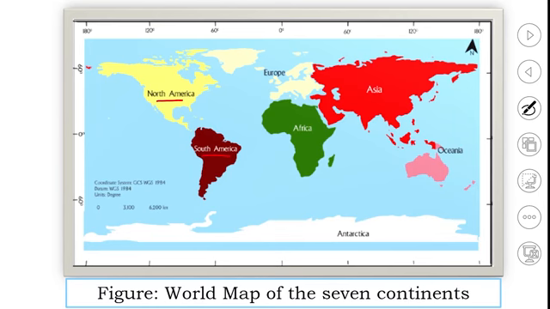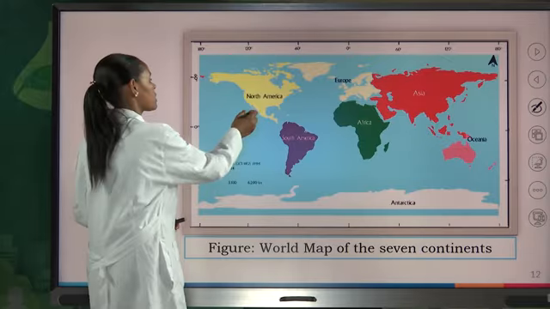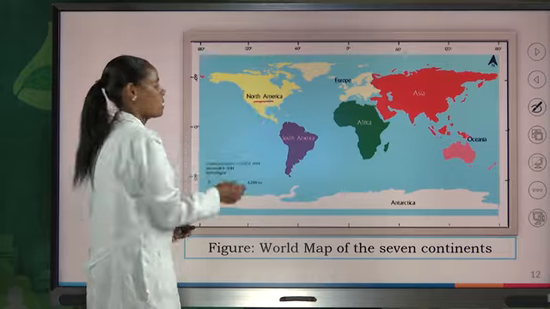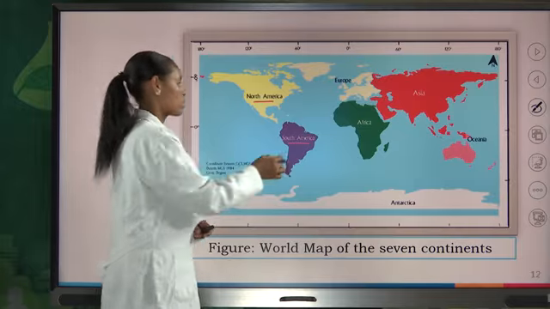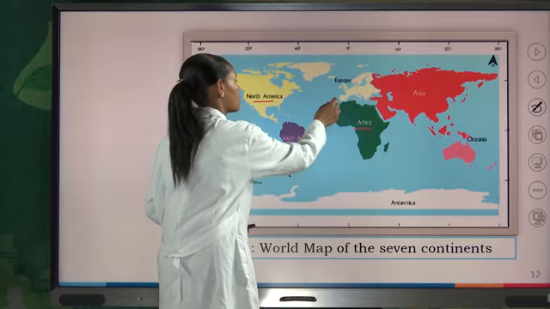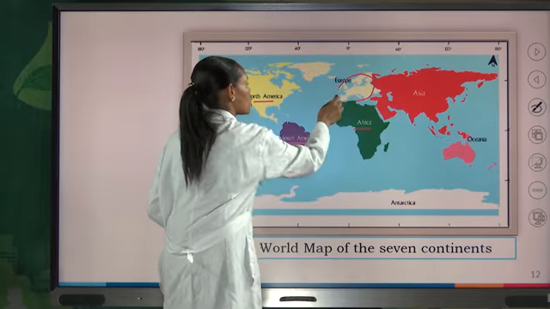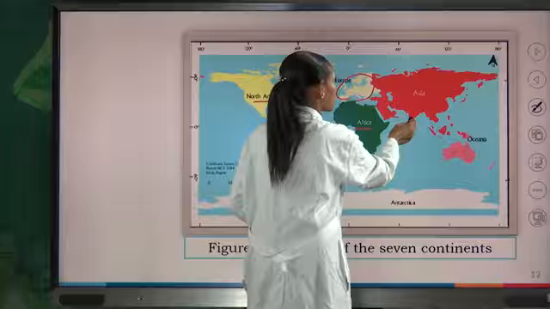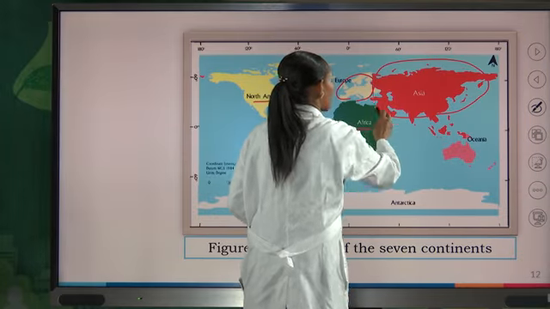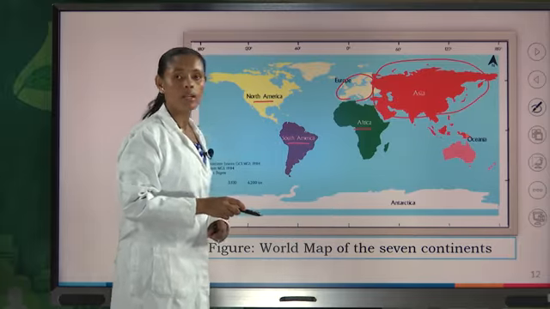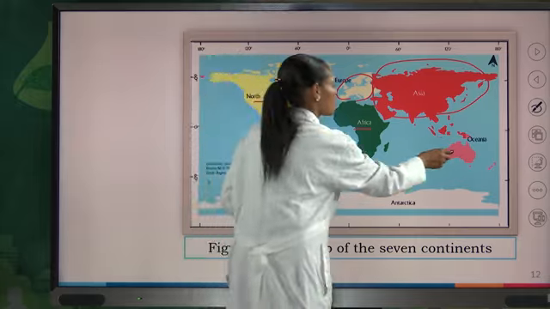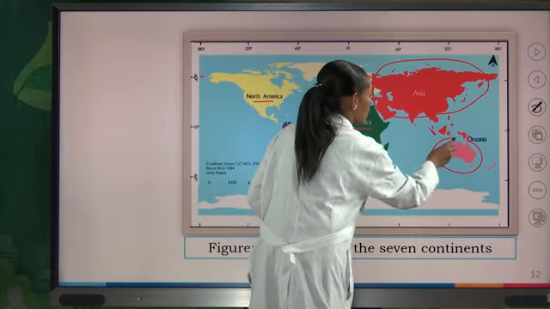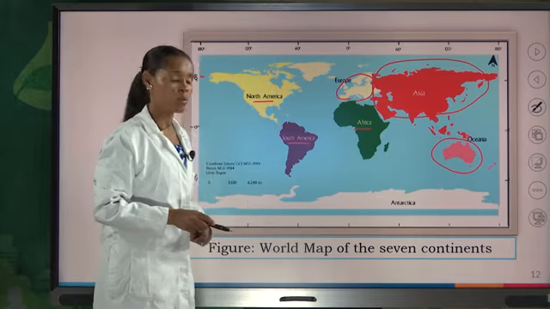This is the world map of the 7 continents. This is the continent of North America. This one is the continent of South America. This one is Africa. This one is the continent of Europe. This one is the continent of Asia, the largest and most populous continent in the world. This is the continent of Australia. It is the smallest continent in the world.